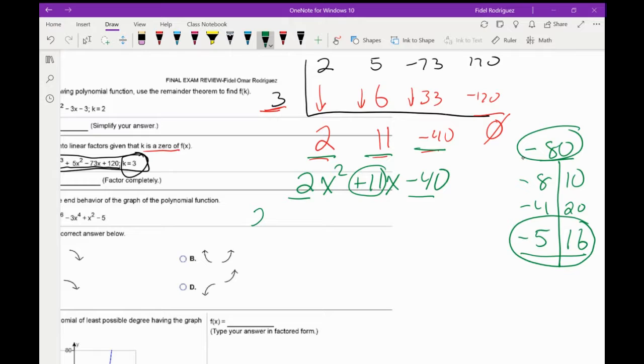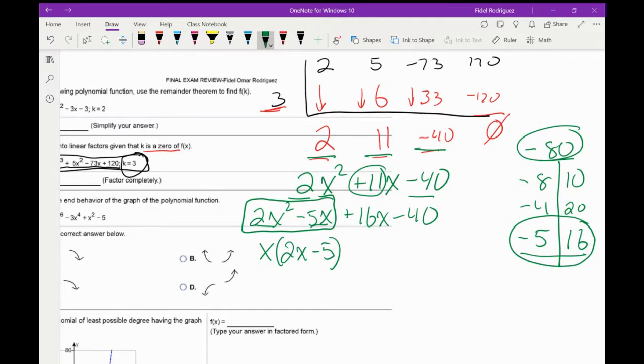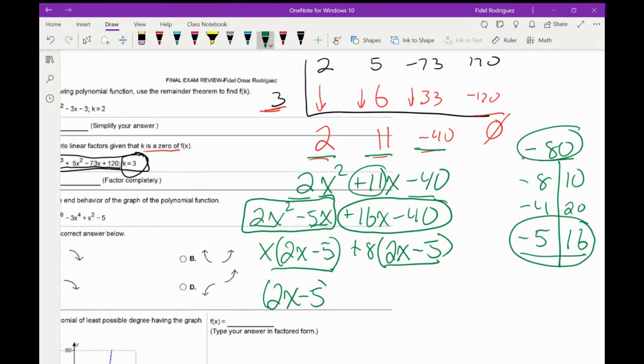If I use these numbers, they multiply to negative 80, and when I add them together, I get my 11. So now I can rewrite this as 2x squared minus 5x plus 16x minus 40. I'm going to put a box around these two, and we can factor out an x. So I can take that out, and we have 2x minus 5. And if I circle these two, we can factor out an 8, and we're left with 2x minus 5. So here's one factor, 2x minus 5.